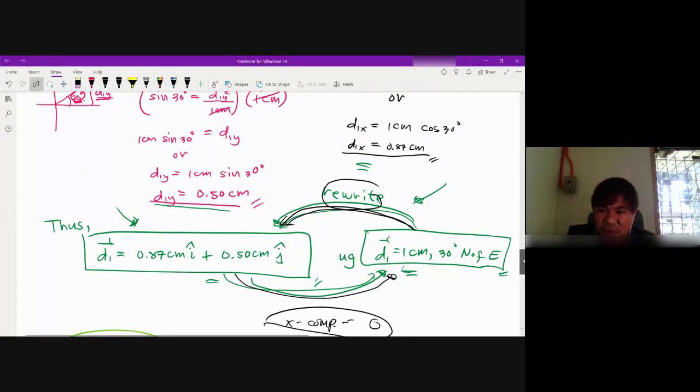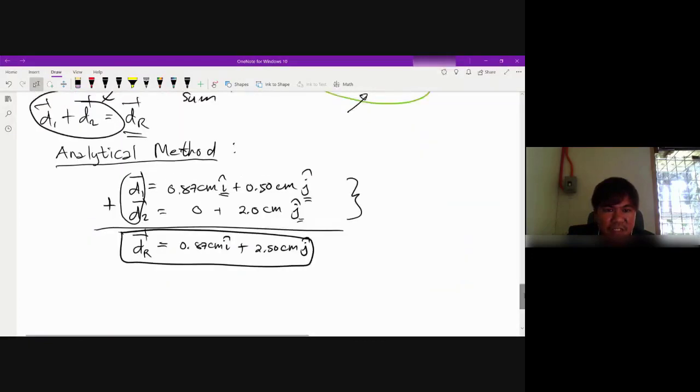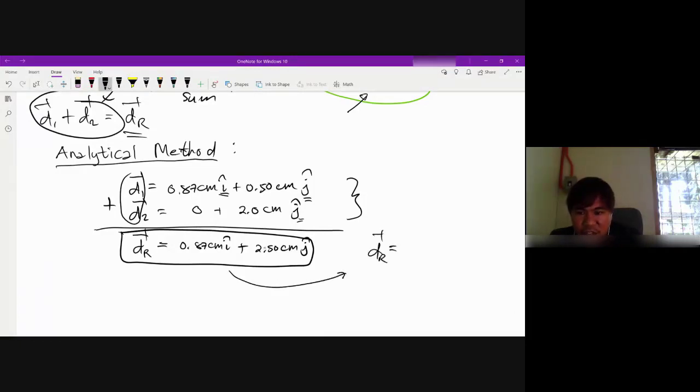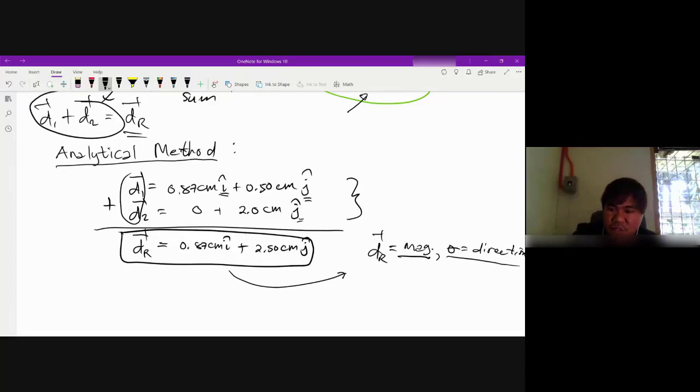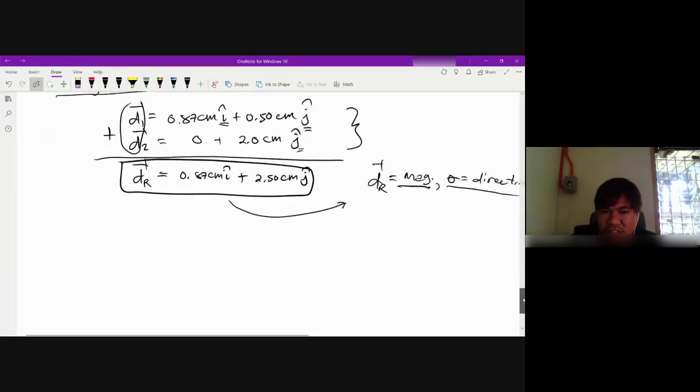Okay, we already got the resultant. This is the resultant here. So we want to write it in the first form. We should have dr as the magnitude, and then a comma, then theta, the direction. So how do we rewrite it into that form?